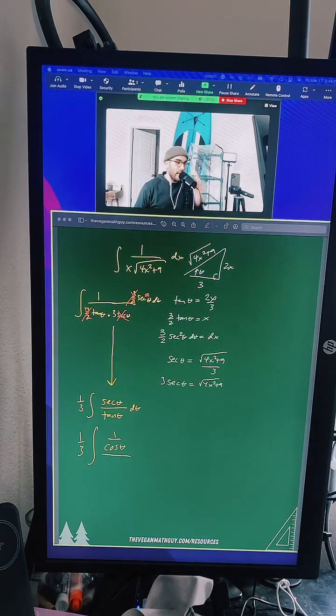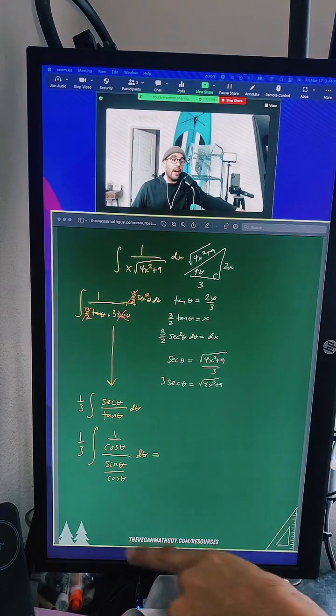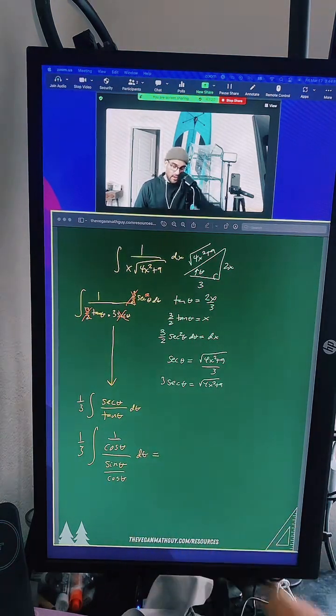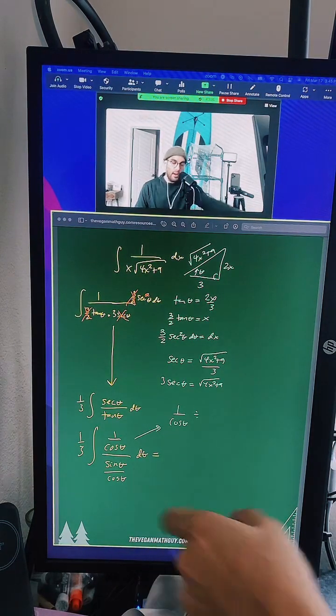Oh, I kind of know where this is headed. And then tangent is sine theta over cosine theta. A lot of people have trouble dividing these things, but just remember that this is the same thing as 1 over cosine divided by sine over cosine.